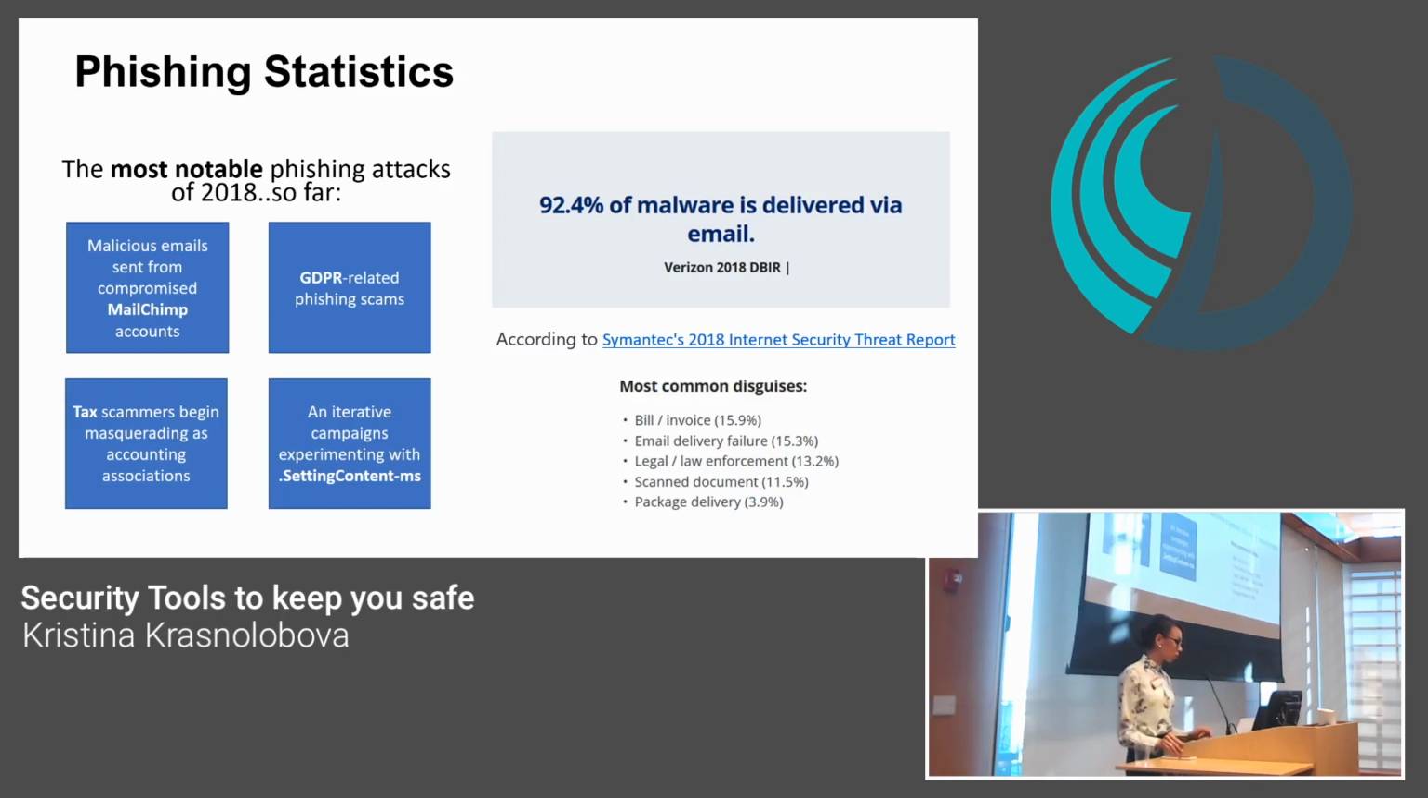So according to the Verizon data breach investigation report, a whopping 22.4% of malware comes through emails. That's pretty bad. Those types of attacks will continue. There's always going to be a way to deceive people into giving away information, no matter how much protection we put in place.